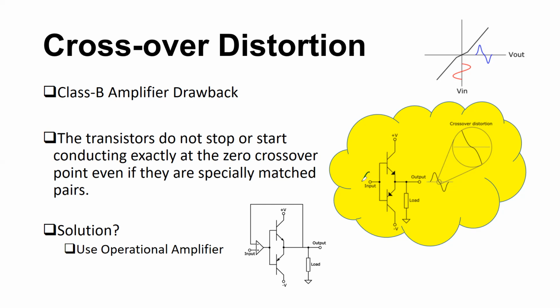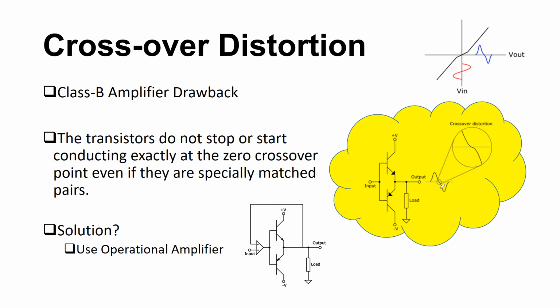When your input is above 0.7 volts, your transistor starts conducting, and in that case your bottom transistor obviously is reverse biased, so it is cut off. And when the negative half cycle is coming, unless your input signal is less than the minus 0.7 volt of this transistor, this transistor is still conducting ideally no current or very little current. At that time you see that this is at the crossover point. Both the transistors do not stop or start conducting exactly at this zero crossover point, even if they are a perfectly matched pair. So that's why at this point you have this kind of distortion, and this is called crossover distortion.